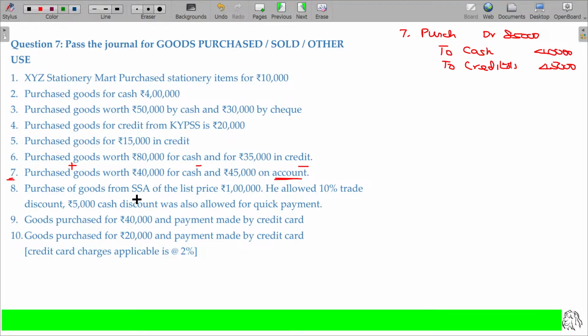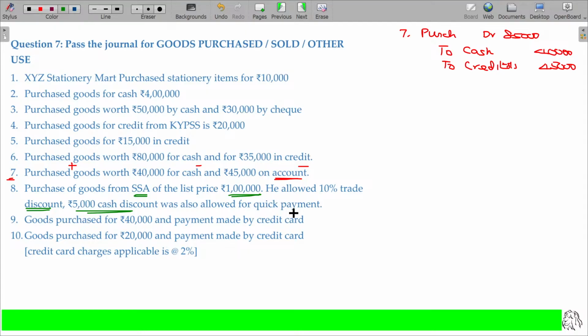Purchased goods from SSA of the list price 1 lakh. He allowed 10% trade discount. 5,000 cash discount was also allowed for quick payment. Now, we have 3 types of discounts: cash discount, trade discount, and quantity discount, where we are going to record predominantly only the cash discounts.